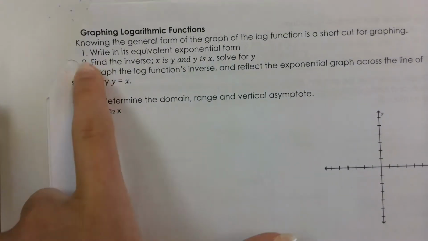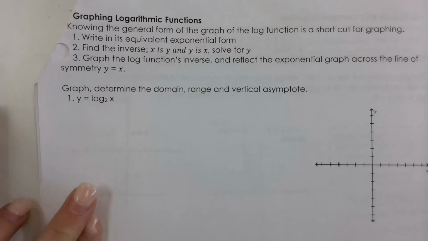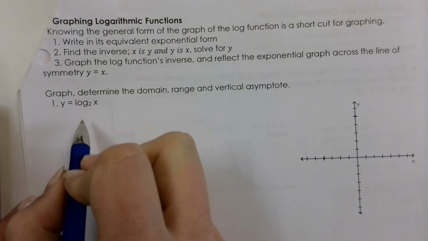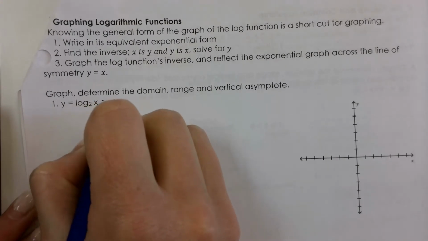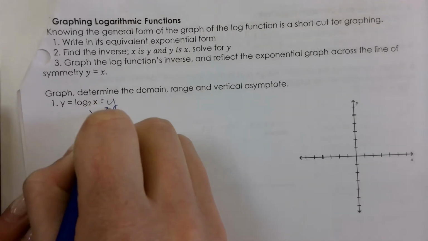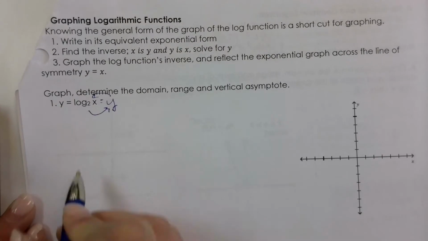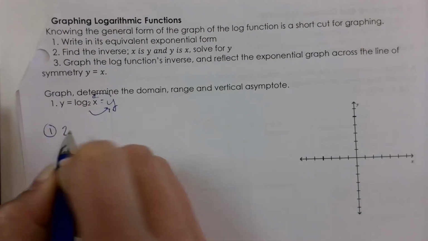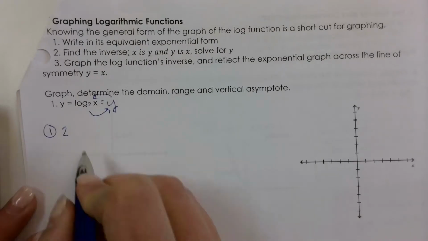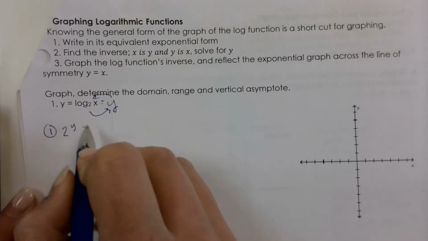And then because a log function is the inverse of exponential functions, we're going to take the inverse of what you have from there. And then we're going to graph that and then reflect it over that y equals x line, because that's how inverses work. So that's how all this is going to go, and we're just going to do one because I think that's the best way to understand it. Okay? All right.